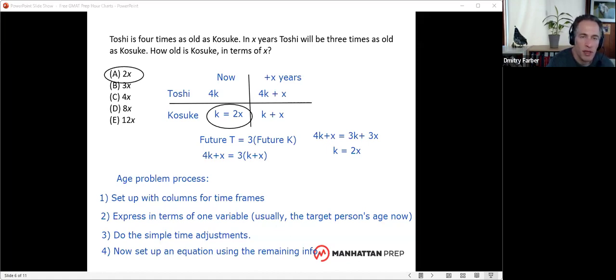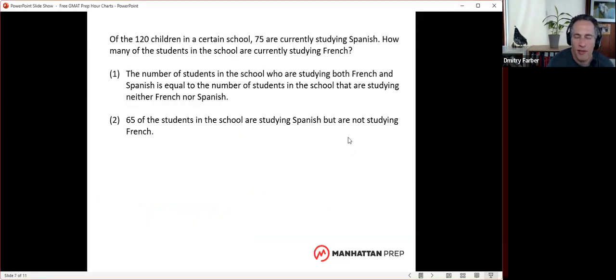Okay. Let's get to the overlapping set side of things. Now, I'm adding a bit of data sufficiency to this. So if anyone's watching this and doesn't yet know how to do data sufficiency, you could skip it, or you could look up quickly how to do data sufficiency. I'm not going to teach that right now. But let's look at how to approach one of these charts when you have two wrinkles.